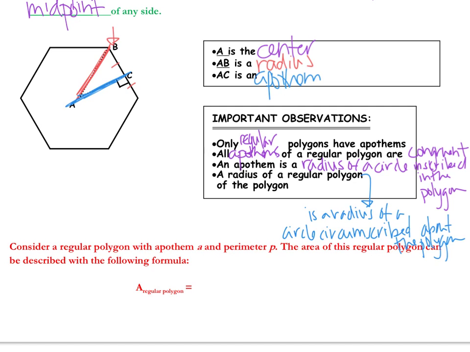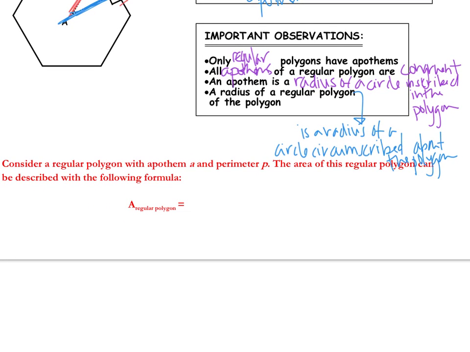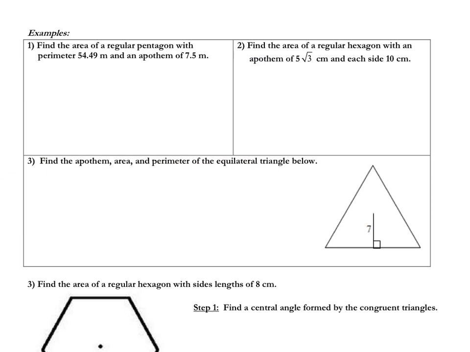Okay, so now that we have written down our important observations, let's go ahead and find out what the formula is for a regular polygon. Once again, another formula to put in your notes. Okay. So the area of a regular polygon is 1/2 the apothem times the perimeter. Okay, and in the wording you can see A stands for apothem, P stands for the perimeter. All right, let's go ahead and go to the next page so that we can practice this.